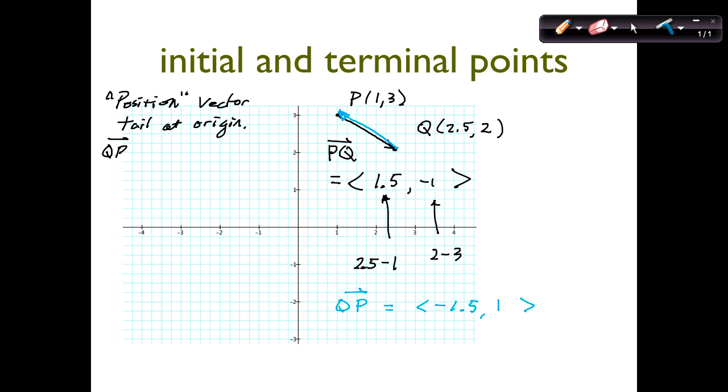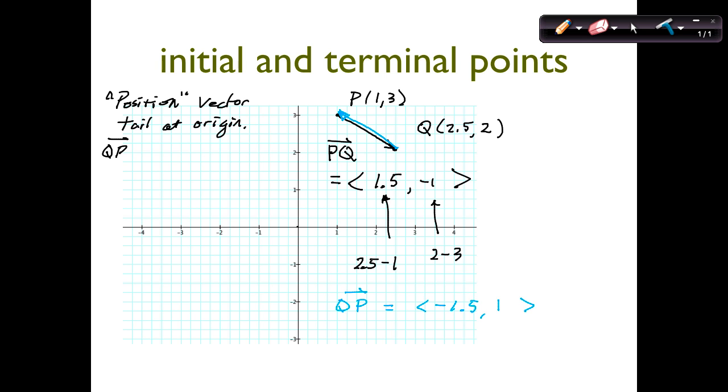QP as a position vector would look like what? Which quadrant would that point into? 1, 2, 3, or 4? Into 2. So you're saying 2 because QP is the blue. Yeah, so 1, 2, 3, 4.